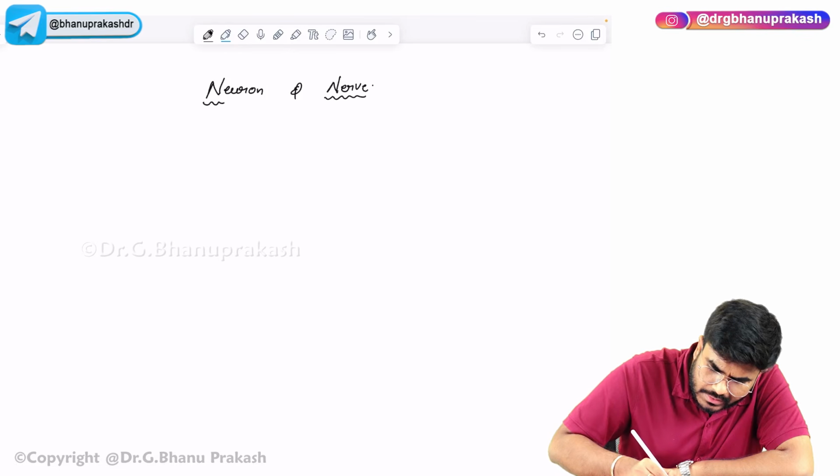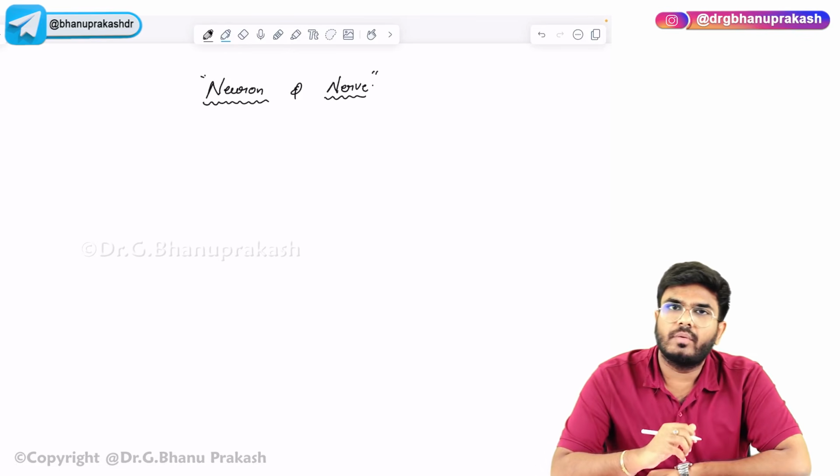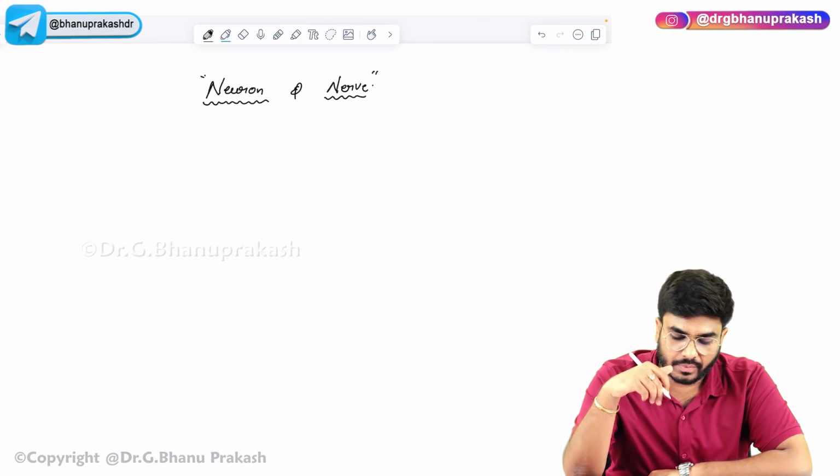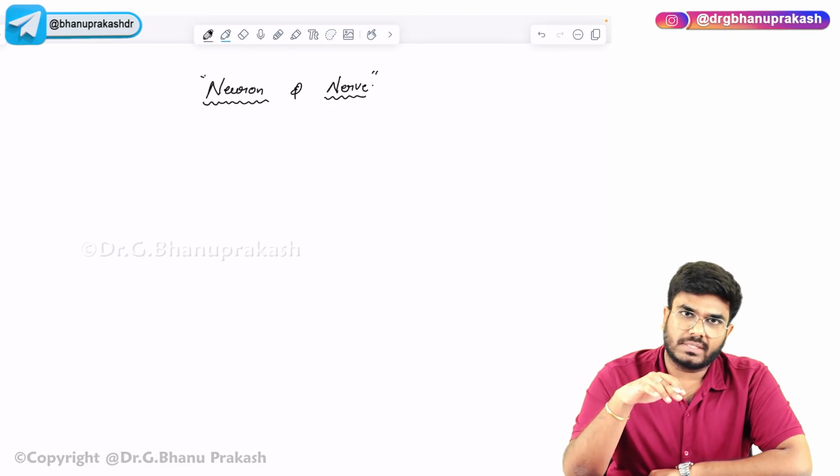You can expect one MCQ from this chapter, neuron and nerve. One MCQ will be coming from the muscle physiology and one MCQ will be coming from the nerve physiology. In this nerve physiology, first let's start from the basics.